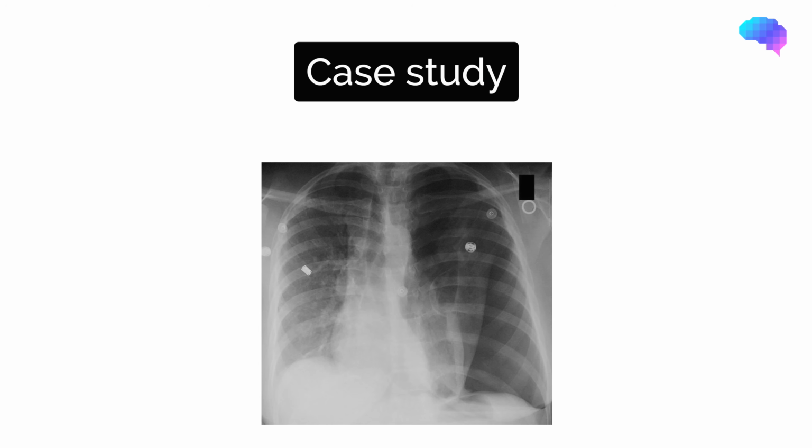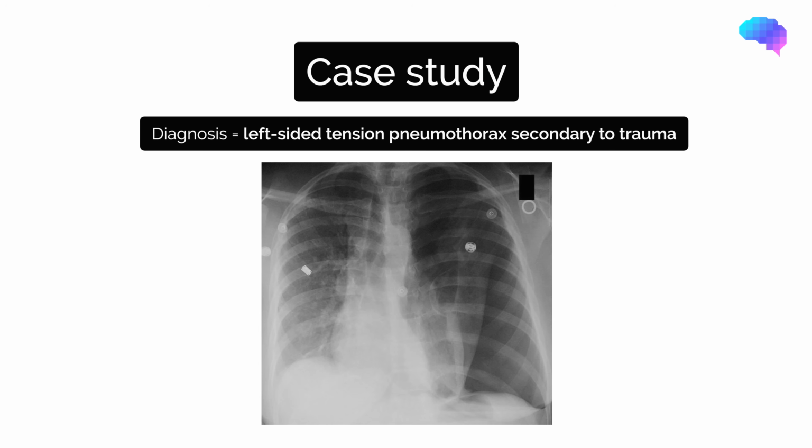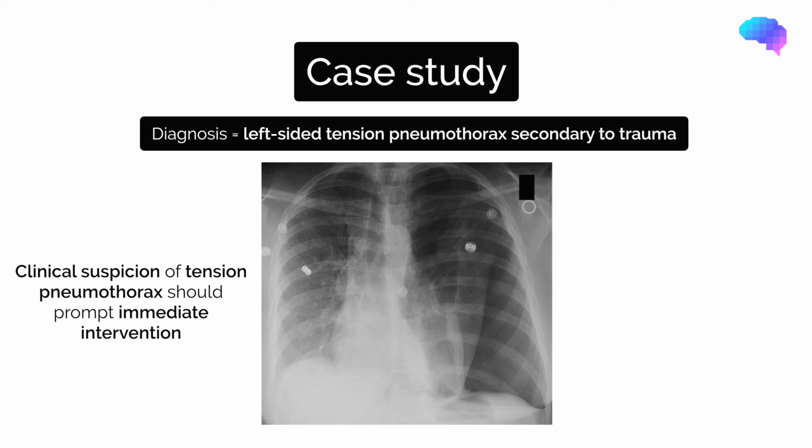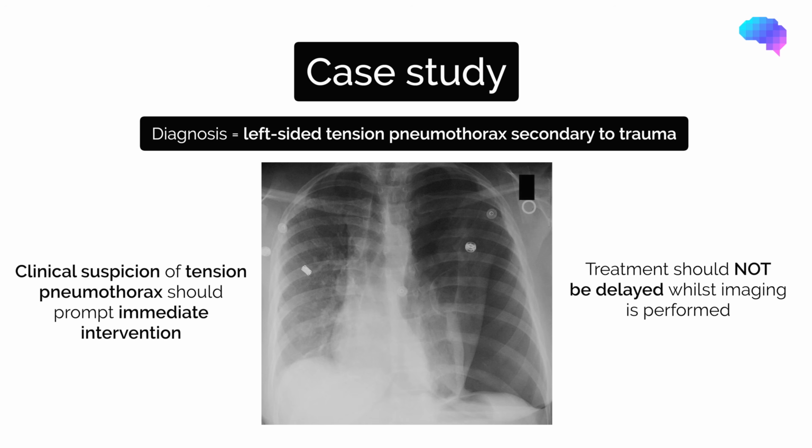Putting the symptoms together with the findings of a collapsed left lung with tracheal deviation, it's likely this patient has a tension pneumothorax, secondary to trauma. It's worth noting that in patients with clinical signs and a history in keeping with a tension pneumothorax, treatment should never be delayed in order to obtain X-ray imaging.